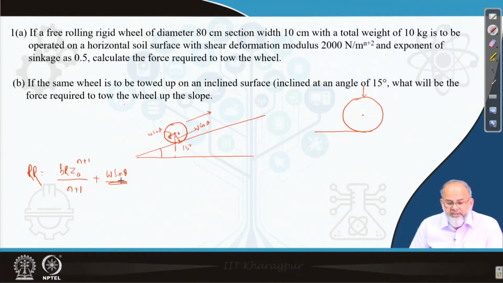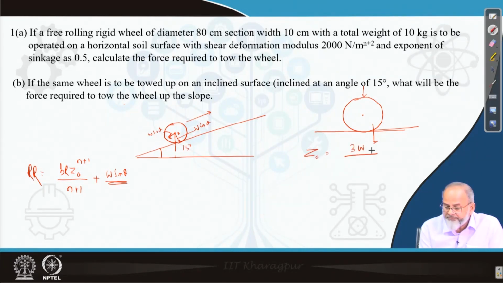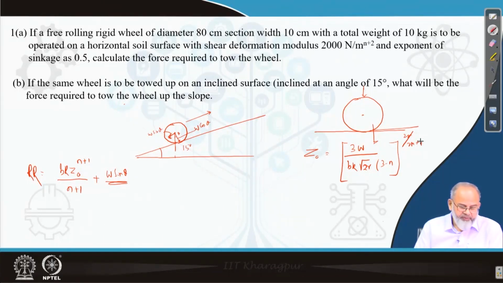Now what is Z0 in this case? How to find out Z0? For a horizontal hard surface, we calculated Z0 is equal to 3W by B k square root of 2R into 3 minus n, raised to the power 2 by 2n plus 1.